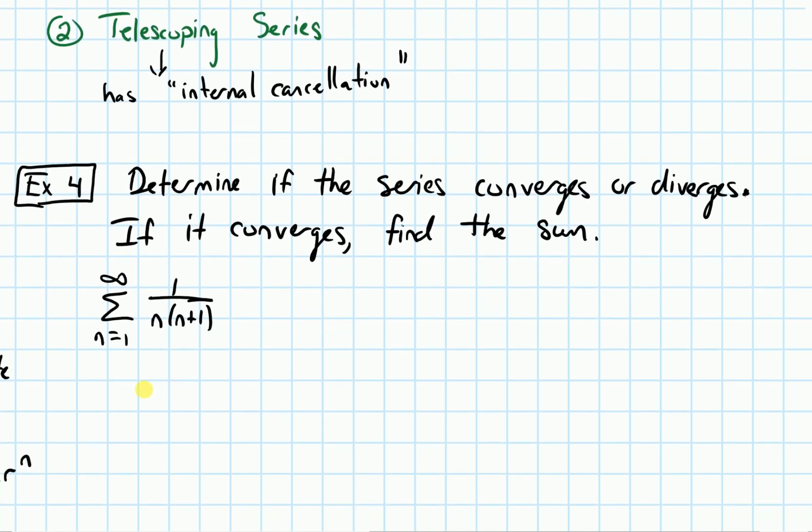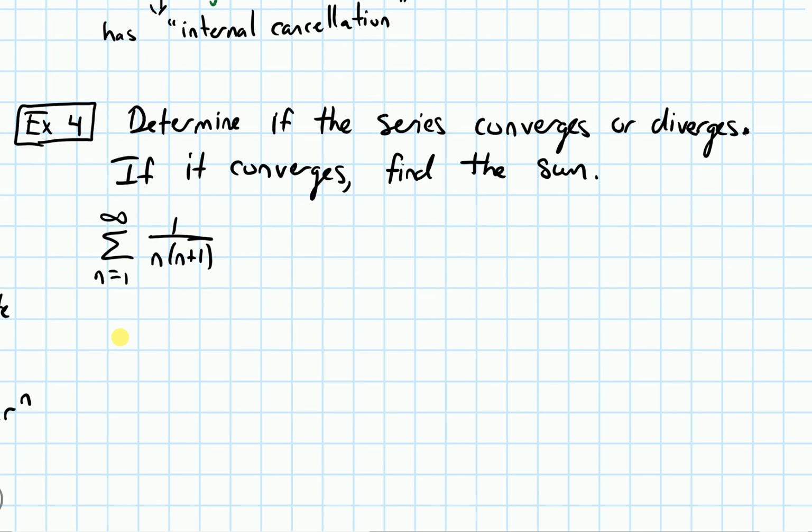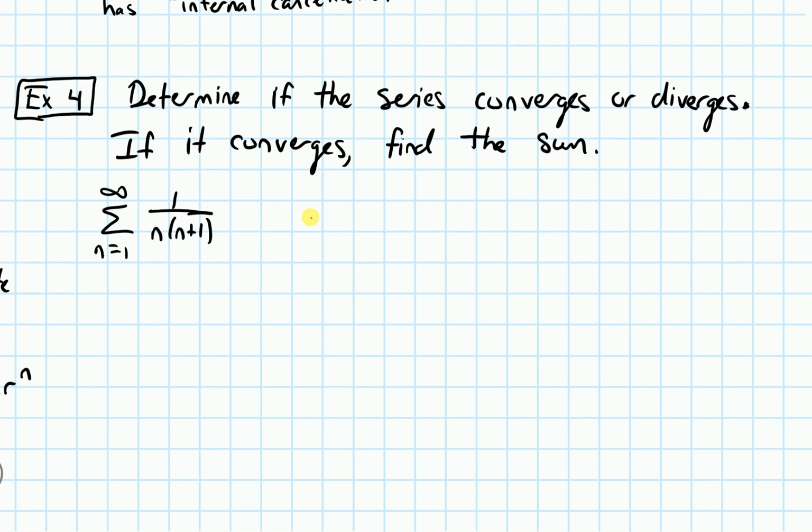So let's determine if this series converges or diverges, and if it does converge, find the sum. I got the sum from n equals 1 to infinity of 1 over n times n plus 1. Okay, so for this series, what I can use to simplify this fraction is partial fractions. Partial fractions is something that you would have seen either in Math 12, if you took Math 12 here, or in Calc BC.